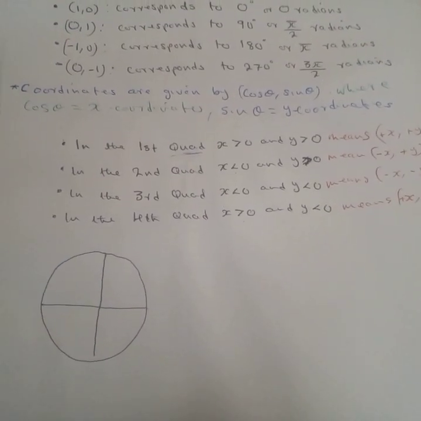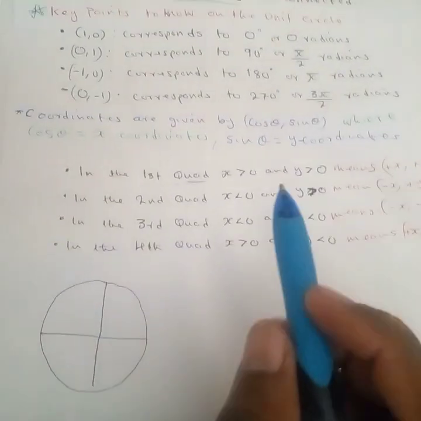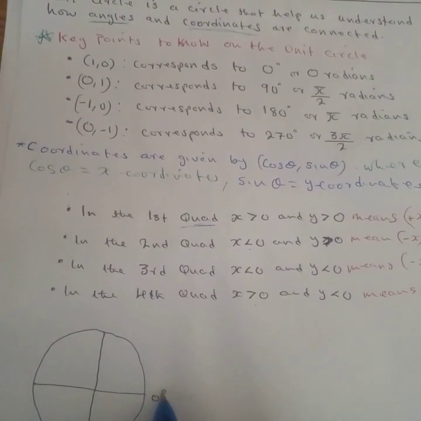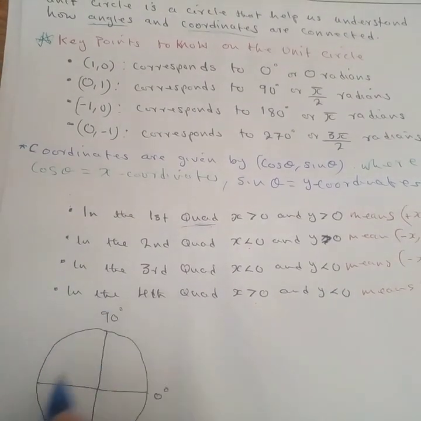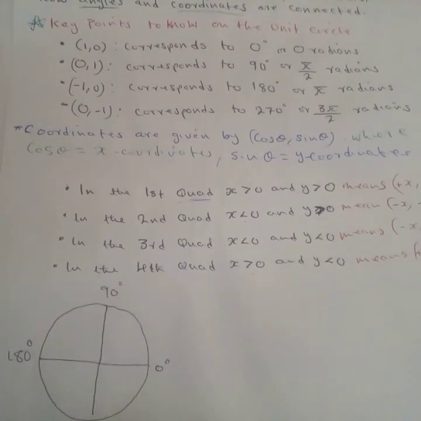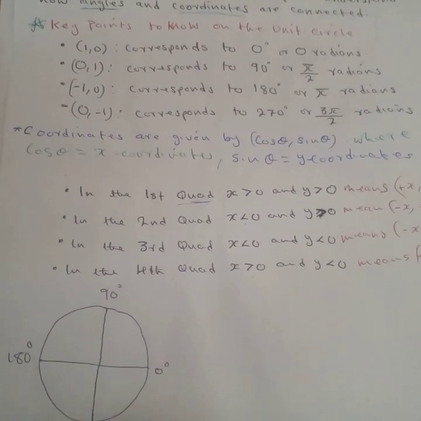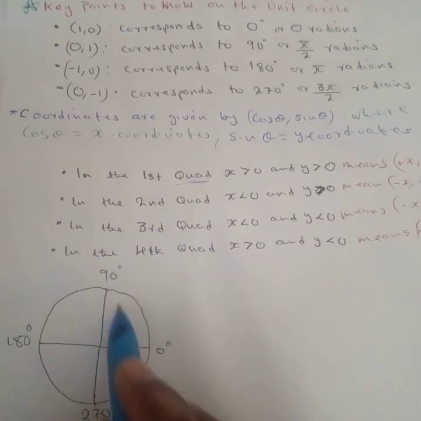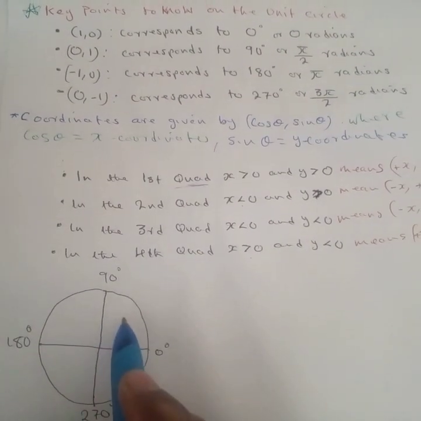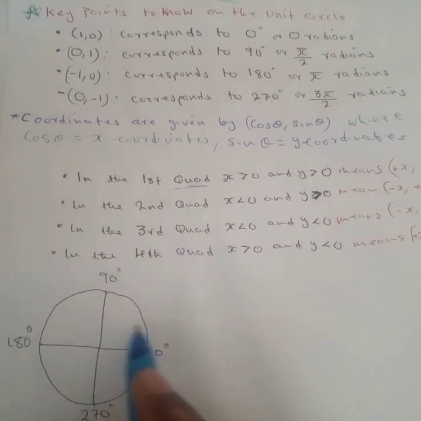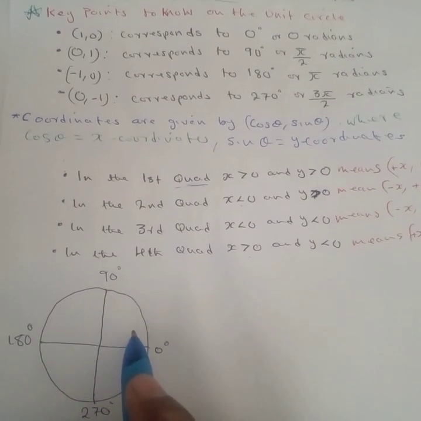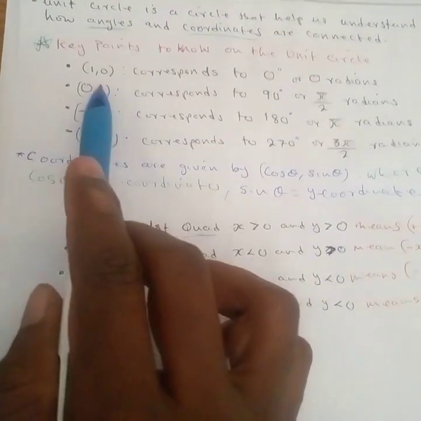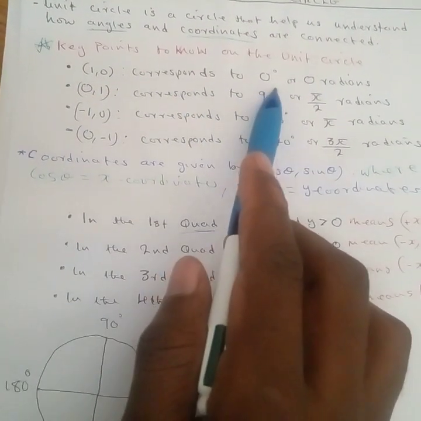So this is a unit circle. In the unit circle, according to the information that we have been given here, we can interpret it in this manner. We have 0 degrees there, we have 90 degrees here, we have 180 degrees, and 270 degrees. So this means that angles in the first quadrant are positive angles. So what the first statement was saying is that (1, 0) corresponds to 0 degrees.